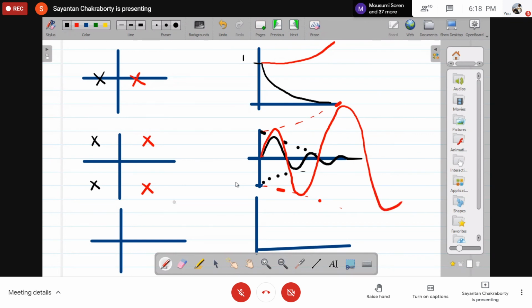Similarly, if you have a single pole at the origin, the output response will be like this. It will continue to hold on to the initial condition. But if you have another pole at the origin, then it will grow. So the red ones are the unstable systems, and the black ones are the stable systems.